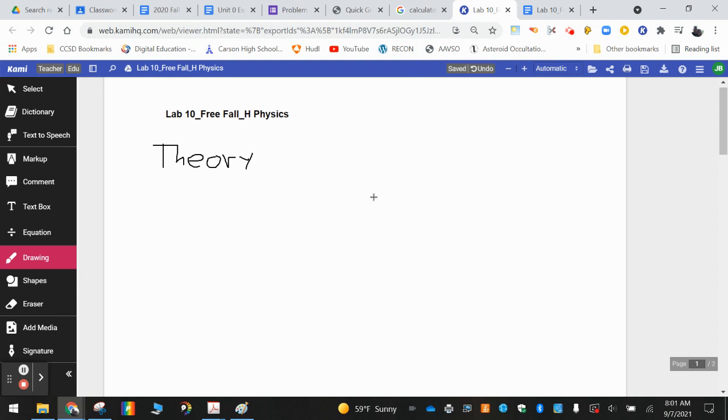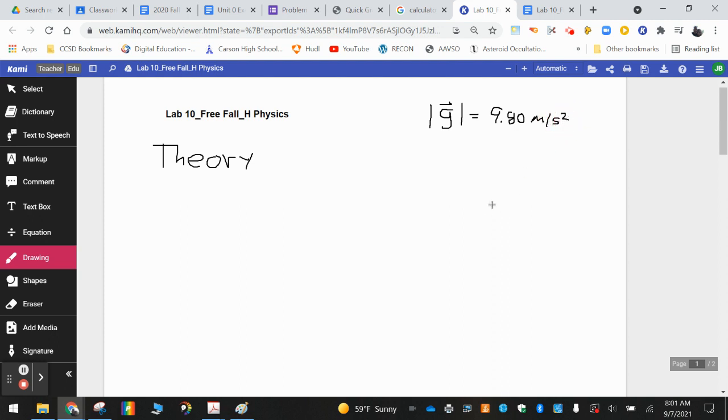From last lab, we learned, off to the side here, this is Lab number 9, the inclined plane. We learned that the magnitude of g was 9.80 meters per second squared.